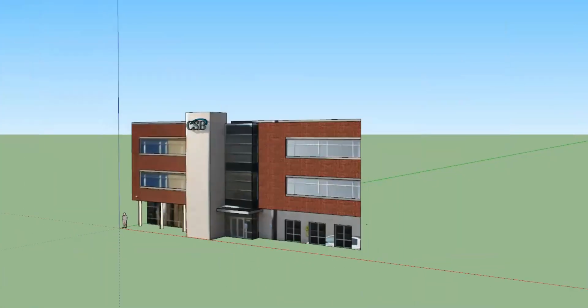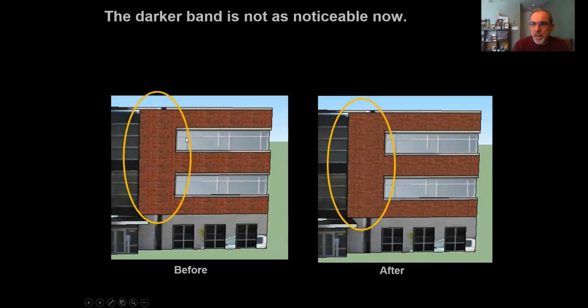So that's one way that we can use an existing SketchUp material and even adjust it a little bit to make it match what we'd like it to do. You can see in the lecture when we took a little bit more time, a little more working through it, that band can go fully away, and it looks pretty good.